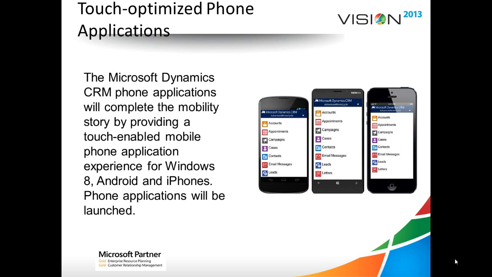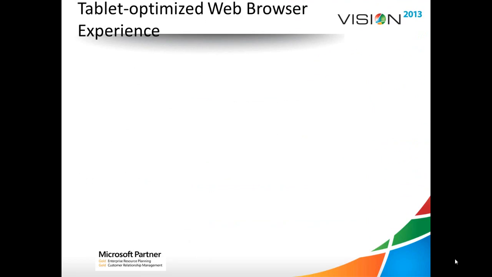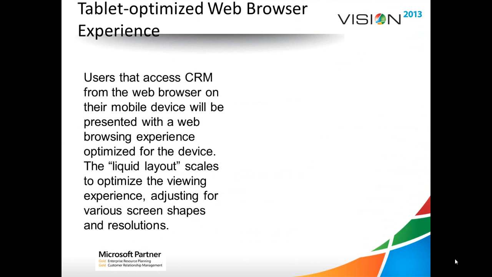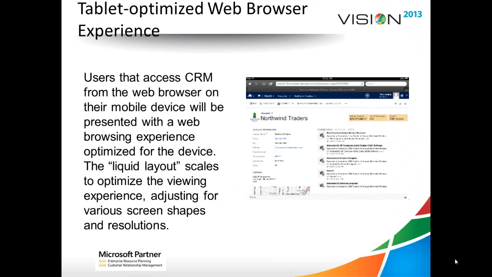The same is true for tablets. There are different tablets by different manufacturers and different operating systems. The idea is that through the web browser or a mobile device, people can be able to use the liquid layout scale to optimize the viewing experience and adjust various screens, shapes, and resolutions. So as we can see here in this screenshot, this is accessing CRM from a web browser on a tablet.